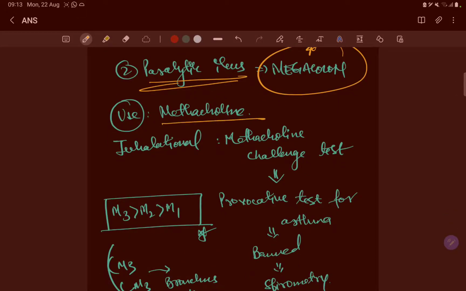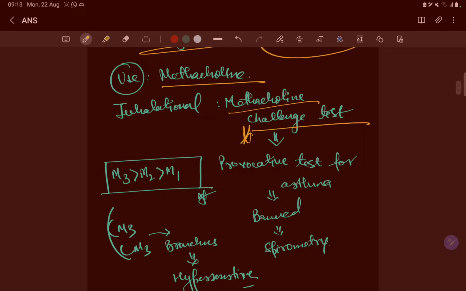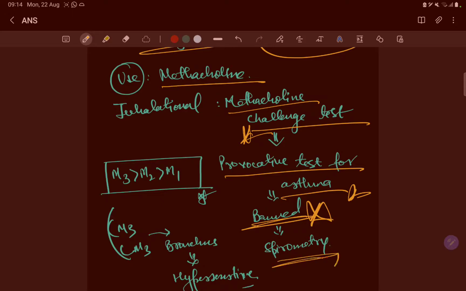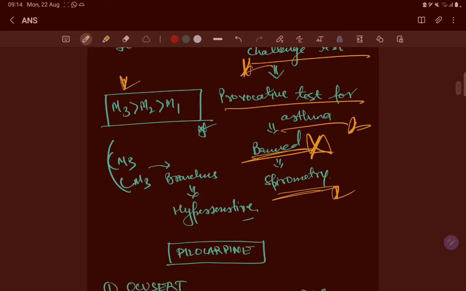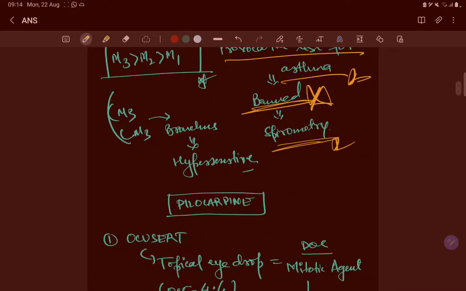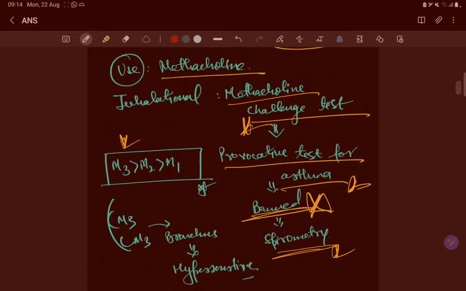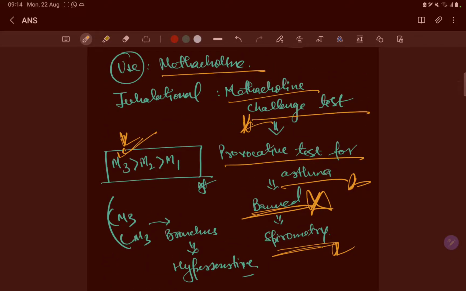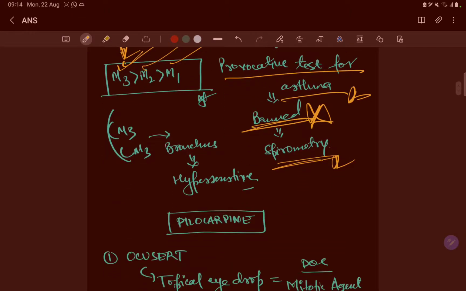The next is methacholine. Methacholine is inhalational. The methacholine challenge test was earlier used as a provocative test for asthma. It is banned because of the severity of the response of the patient; now we do spirometry. Methacholine will act mostly on the M3 receptor, then M2, then M1. The M3 receptor in the bronchus is hypersensitive. That's why it was used as a provocative test.